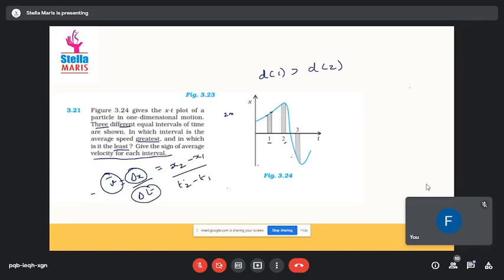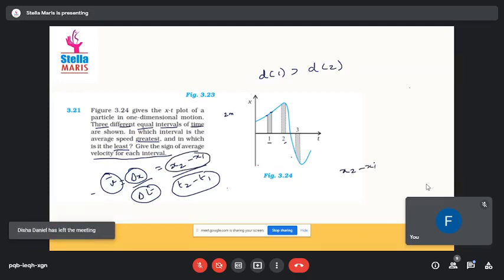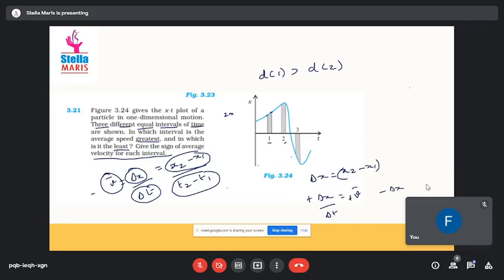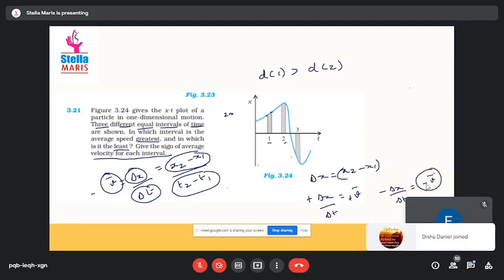You don't have to be worried about del t because they have given that it is only equal intervals of time. So you have to be worried about the displacement only. What is displacement? Change in position, that is x2 minus x1. If this is x2 minus x1, that is del x. If del x is positive, then what happens? Average velocity will be positive. If del x is negative, what happens? Average velocity will be negative. So by that, you just give us the sign of average velocity for interval 1, interval 2, and interval 3.